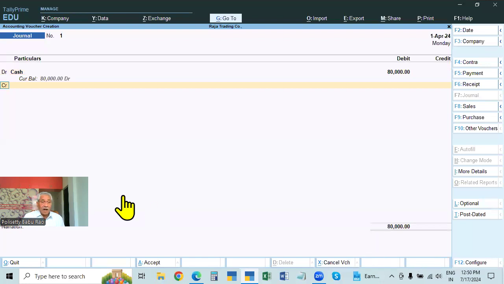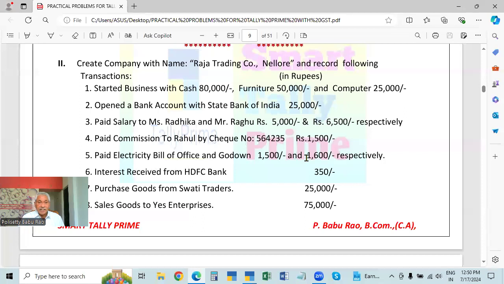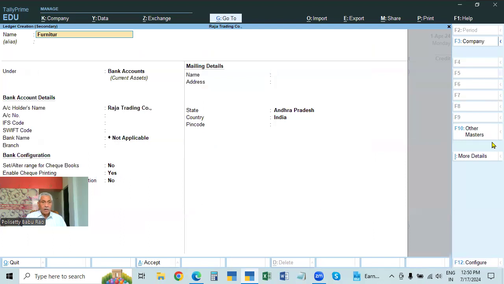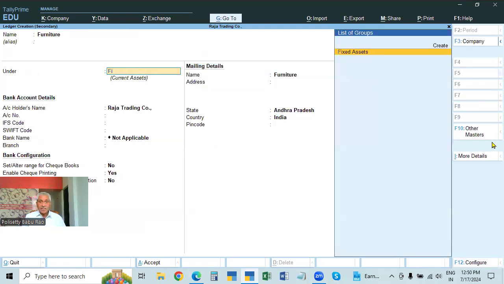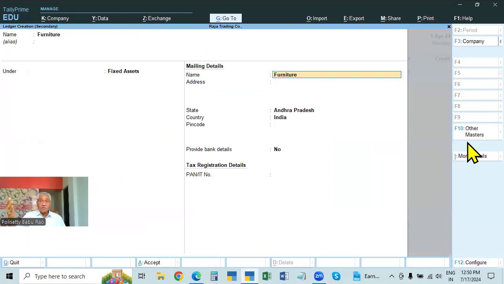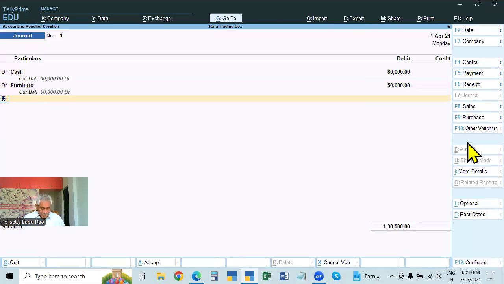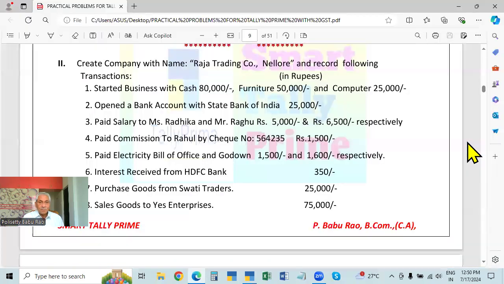After debit, you should credit. Again, click D, debit. Then furniture 50,000. The furniture account is not there. Furniture is a fixed asset. The previous journal we made was in some other company, yesterday's company. This is a new company we created, so they are not available here. So we created furniture 50,000. Again it shows after debit, so again D.